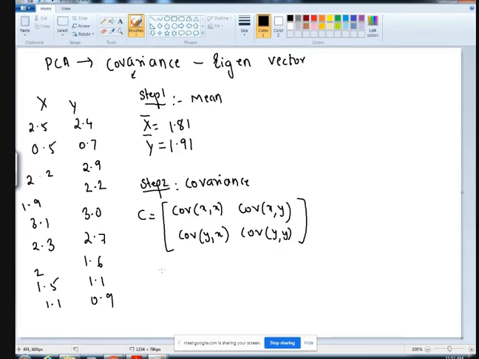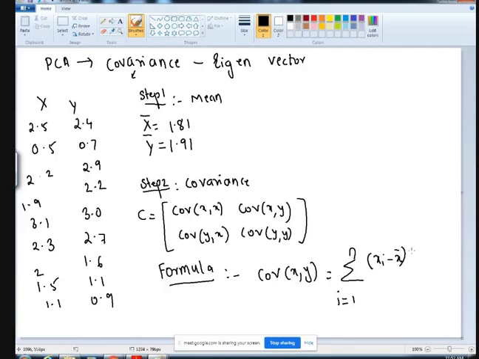So there is a simple rule, or you can see there is a simple formula by which you can find the covariance of the matrix. It is given as covariance of x comma y is equal to summation i is equal to 1 to n, (xi minus x bar)(yi minus y bar), divided by n minus 1.